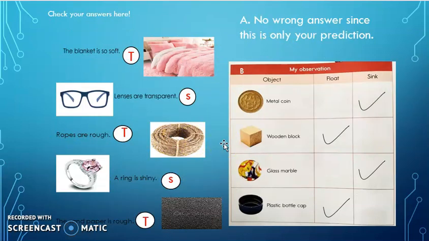And now, time to check your answers, guys. So for the first activity, you have here, blanket is so soft, okay, touch. Lenses are transparent, sight. Ropes are rough, touch. A ring is shiny, of course, sight. The sandpaper is rough, touch. And for A, there's no wrong answer since it is only your prediction. But for B, this time, you must have the same answer as I have in here.